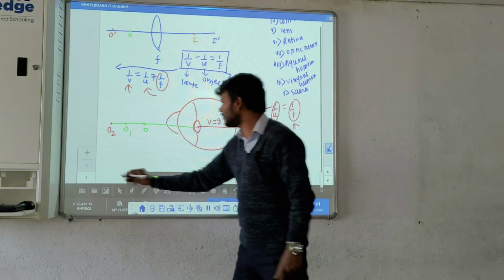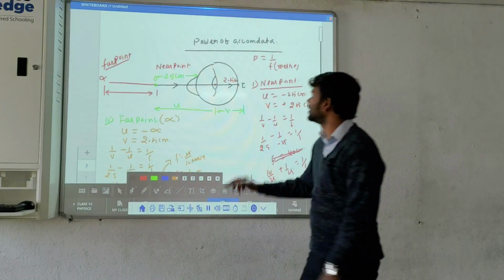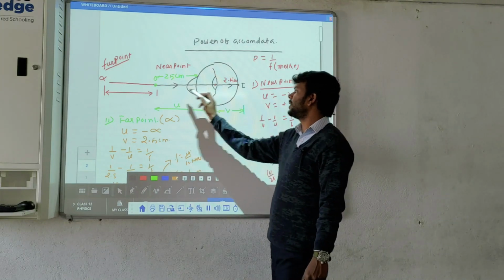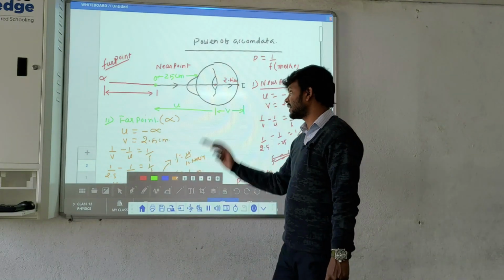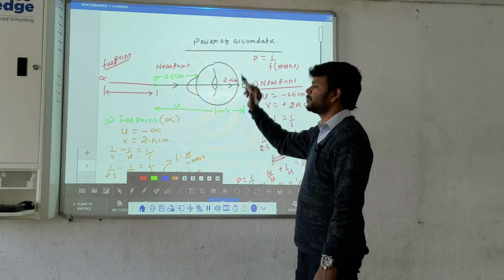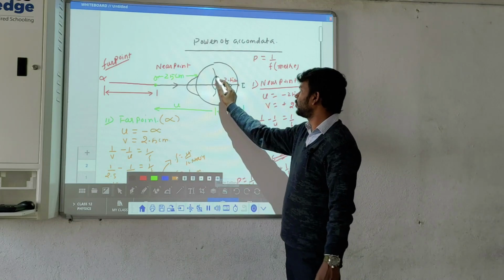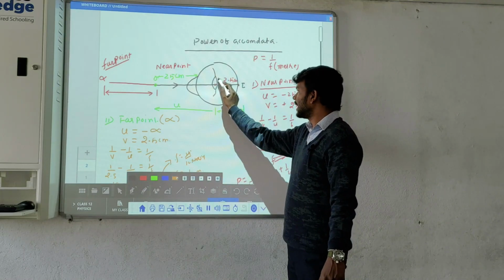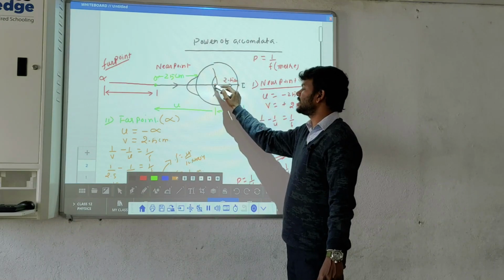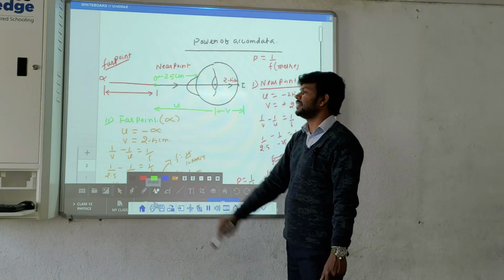In the next topic we have seen the power of accommodation. I have defined it: irrespective of the position of the object, the image is always formed at the retina. This is possible only due to the fact that the focal length of this lens is changing. The change in focal length is adjusted with the help of the ciliary muscles.